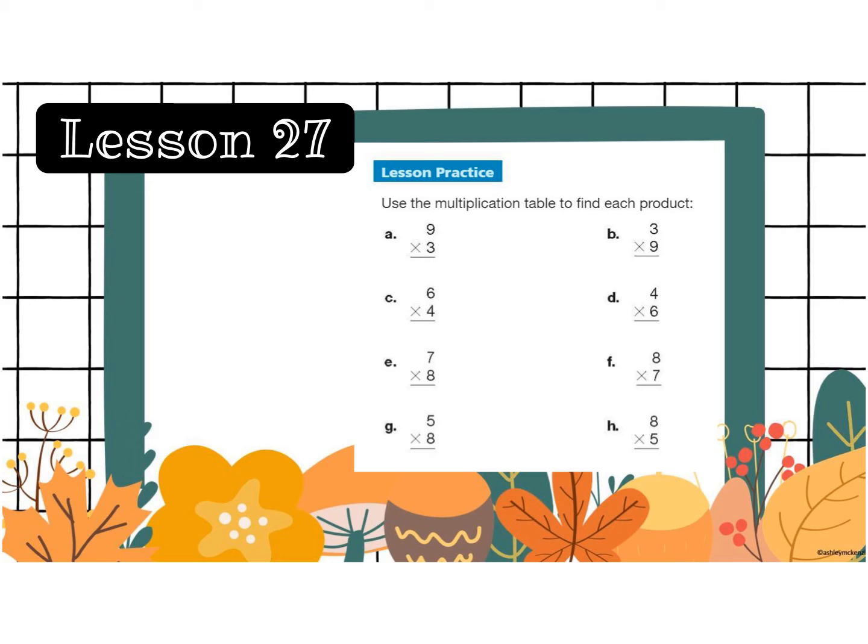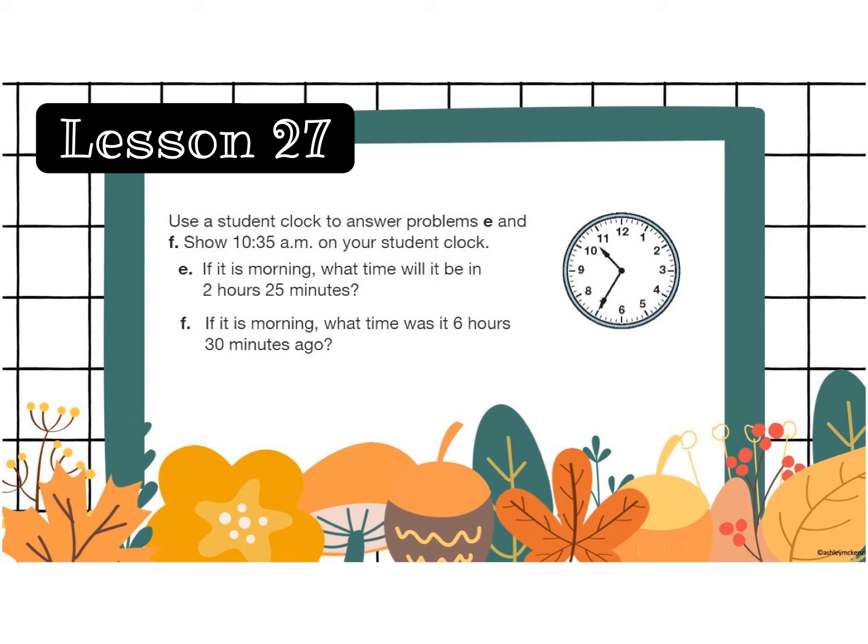What is 9 times 3? 27. What is 3 times 9? 27. Thank you. What is 6 times 4? 24. What is 4 times 6? 24. What is 7 times 8? 56. What is 8 times 7? What is 5 times 8? What is 8 times 5? 40. Okay.